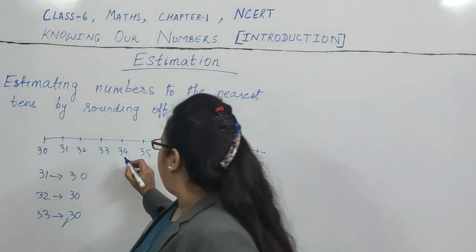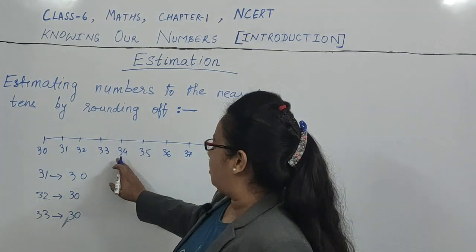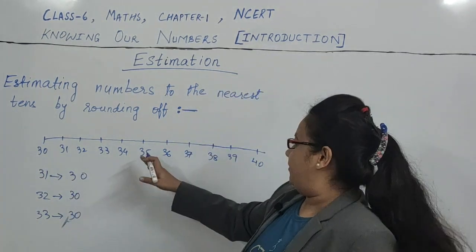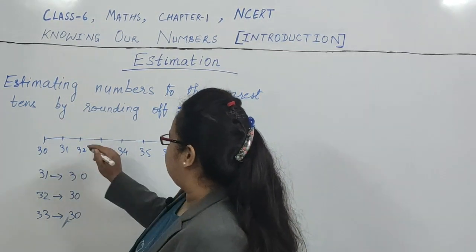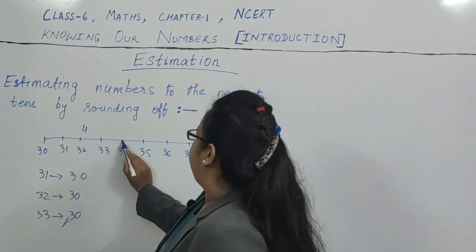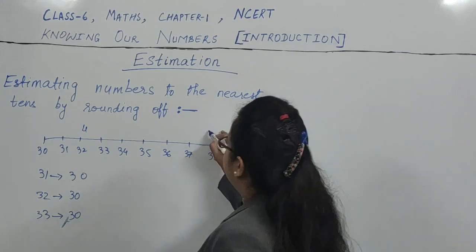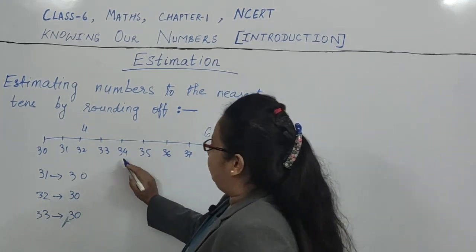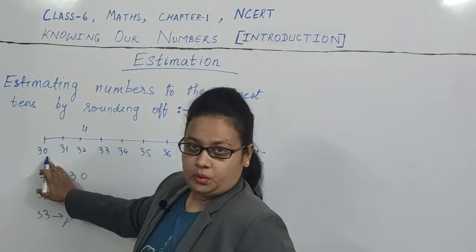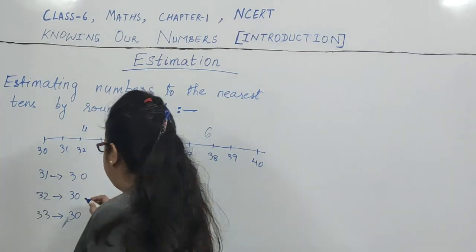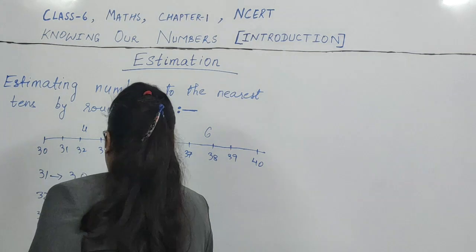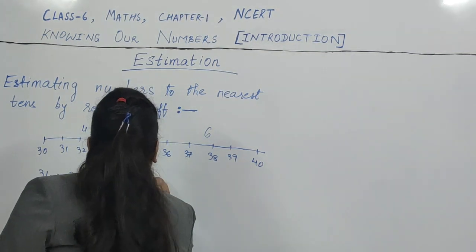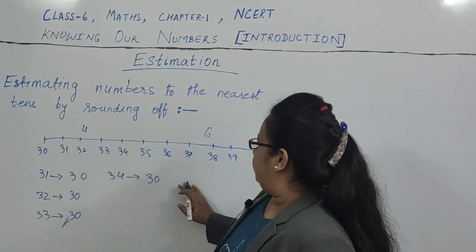What about 34? 34 is also closer to 30 when compared to 40, because the gap between 30 and 34 is 4 and the gap between 34 and 40 is 6. So 34 will also be rounded off to 30. Okay.